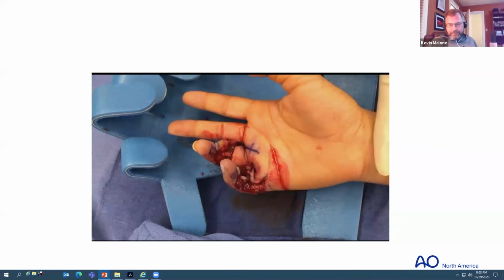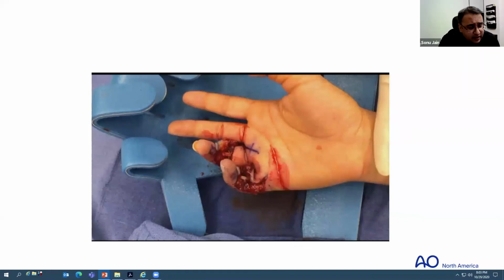Is A4 left behind, or did you get rid of it altogether? Did you get rid of the entire A4? Yes, I had to, because the repairs for both of these were essentially under A4.